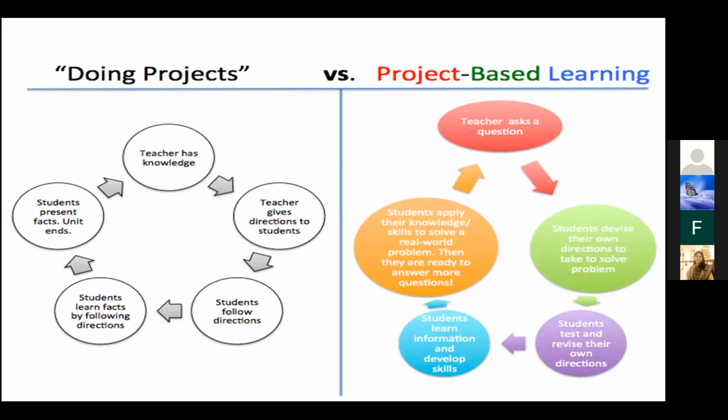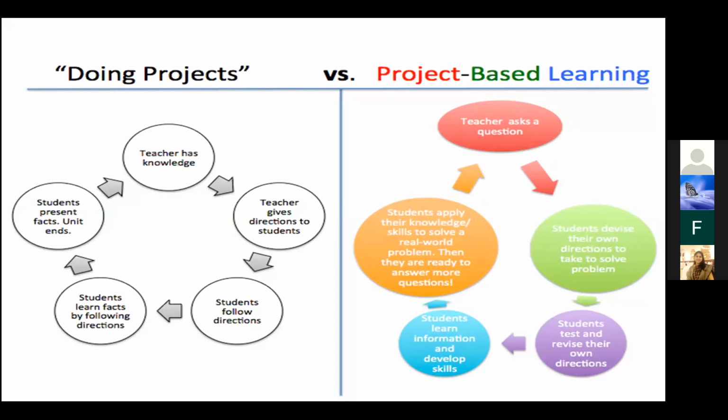So what is the difference between these two? In doing a project, the teacher has knowledge and gives direction to the student. The student follows direction, learns facts by following direction, presents facts, and the unit ends. So we actually put the student in a maze. That means we are giving them direction. We do not make them free to search for any information, because direction is there.